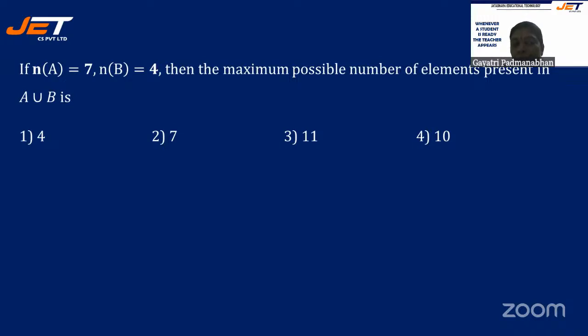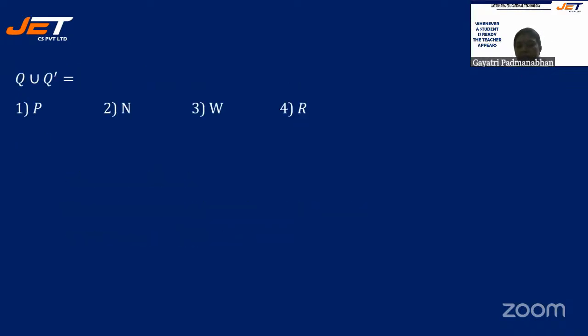If n of A is 7, n of B is 4, then the maximum possible number of elements present in A union B is dash. Yes, it's very simple. n of A plus n of B, isn't it? So let's see the answer. It is 11. Yes.